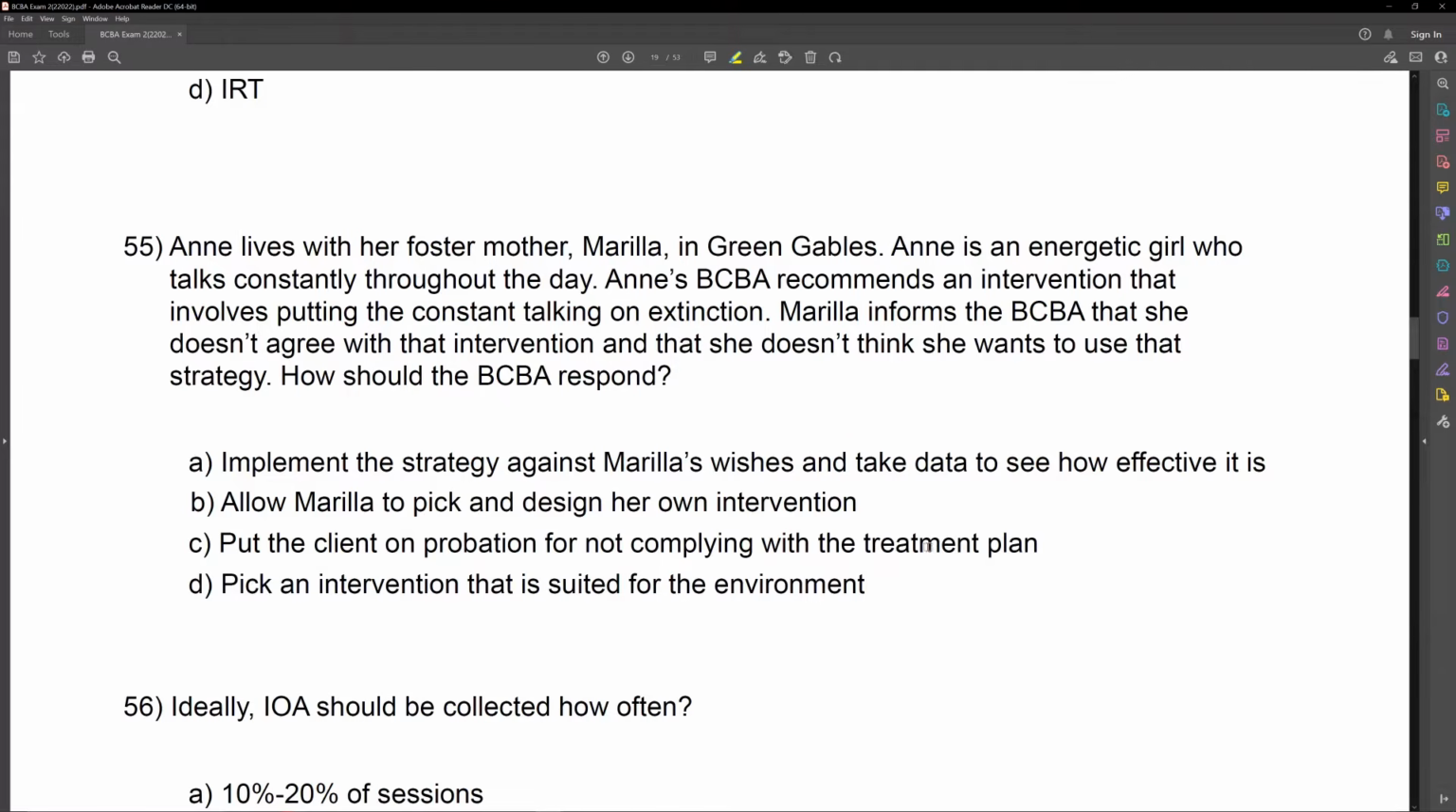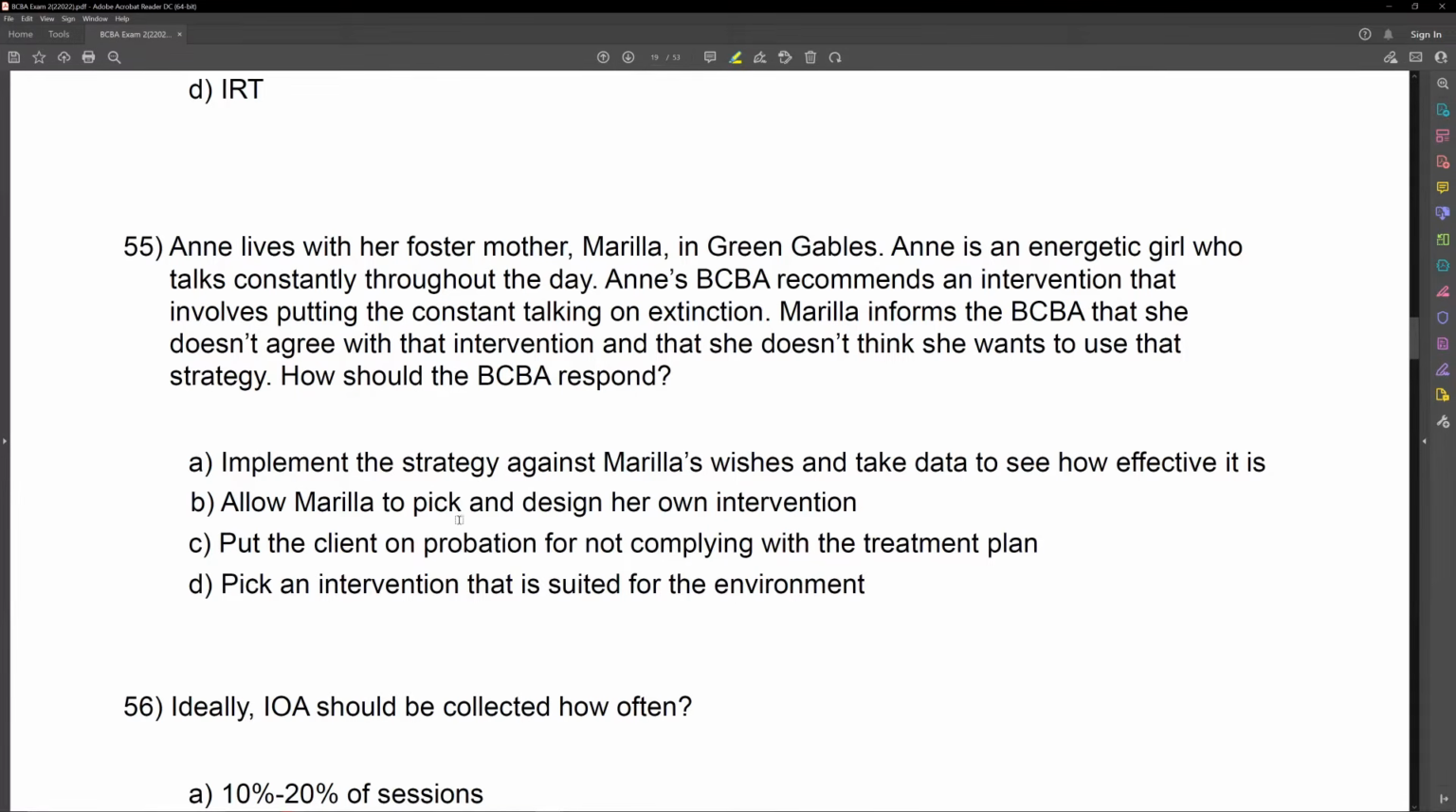How do you respond? A, implement the strategy against Marilla's wishes and take data to see how effective it is. Are we just going to blatantly go against the wishes of the foster mother? Absolutely not. Part of our job is collaboration. The stakeholders are involved. They have a say. We need to take their opinions into account. So A is certainly not the right answer.